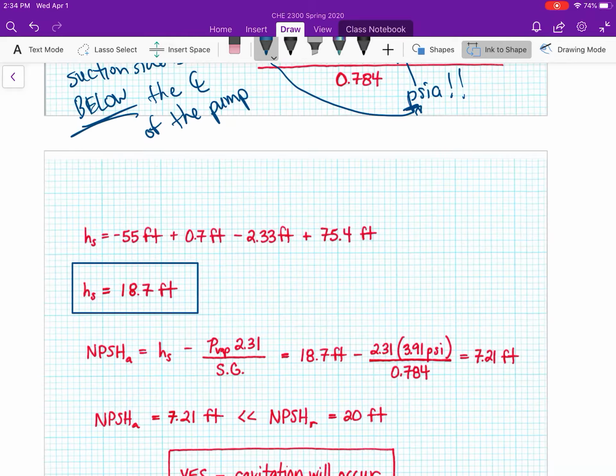The next important part is to calculate the net positive suction head available, which is simply taking my HS value, my P vap, my vapor pressure. My vapor pressure here I was given as 3.91 PSI. That gets plugged into my equation, and I calculate a net positive suction head available of around 7 feet.